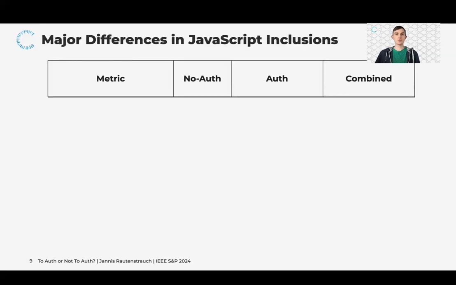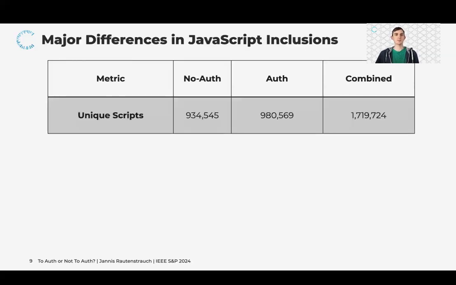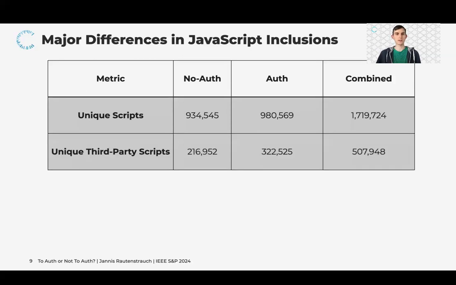For JavaScript inclusions, the picture is a bit different. We looked at the number of unique scripts we saw in both states, and here there were more than in the authenticated state, but the difference is not that high. Looking into the different types of scripts in more detail, however, we saw something striking, and that is there were many more third-party scripts when you're authenticated.